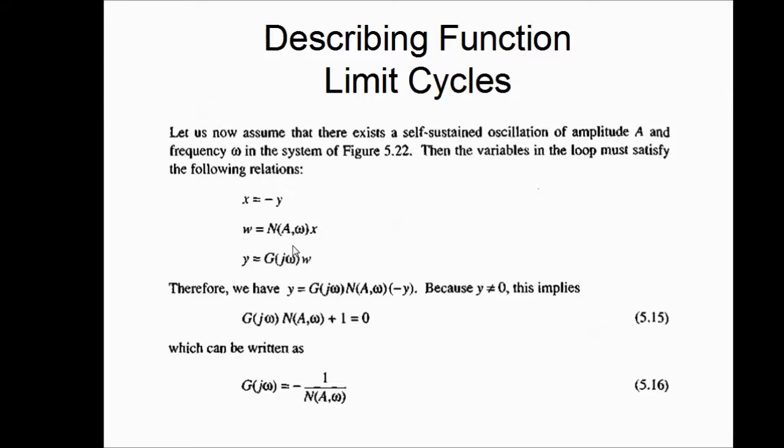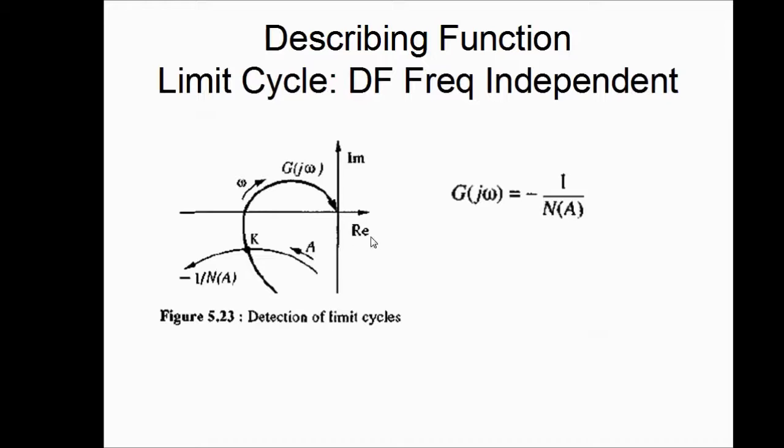So from this, if the graphs of G(j omega) and -1/N(a, omega) are plotted, we look at the intersection of these two graphs. That is what is depicted here. The G(j omega) plot is this, and the -1/N(a) plot is here. So the intersection points are the likely candidates of limit cycle.